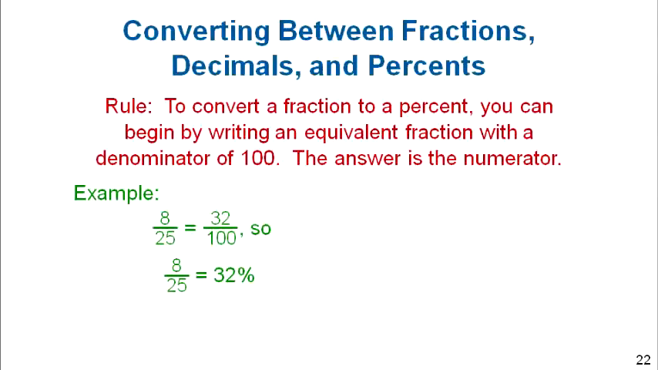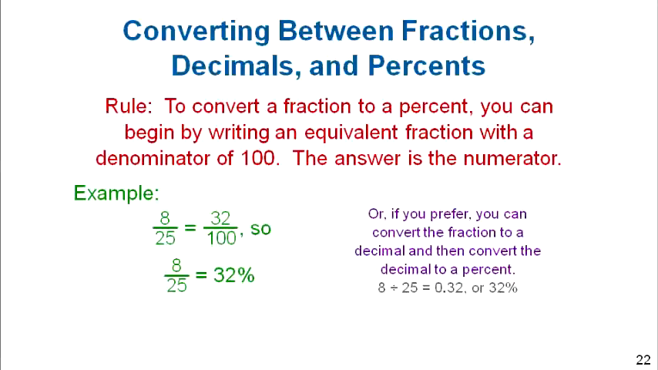To convert a fraction to a percent, you can begin by writing an equivalent fraction with a denominator of 100. Your answer to the question will be the numerator of this fraction. For example, to convert 8/25 to a percent, you could start by multiplying both the top and bottom of the fraction by 4. This tells us that 8/25 is equal to 32 hundredths, and so 8/25 must be equivalent to 32%. Or, if you prefer, you could convert this fraction to a decimal, and then convert the decimal to a percent. For this example, you could note that 8 divided by 25 is equal to 0.32, and so 8/25 must be equivalent to 32%.